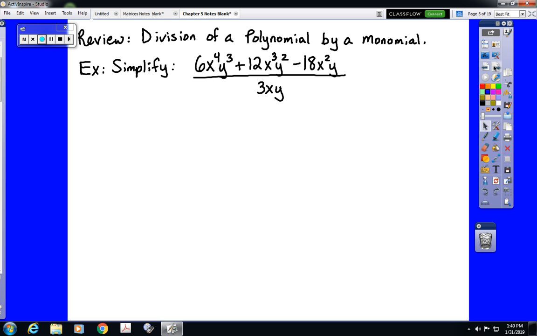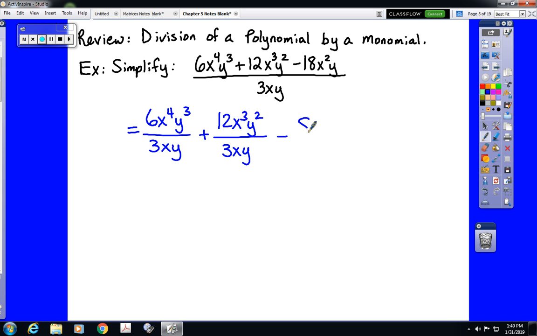So the way that we do that is we rewrite the problem, or at least in our head we rewrite the problem. You don't necessarily have to show this work step unless the directions say to do so, where each term in the polynomial is written as being divided by the monomial divisor. So we would rewrite each term, there are three of them, divided by 3xy, and then we're going to go in and carry out that division.